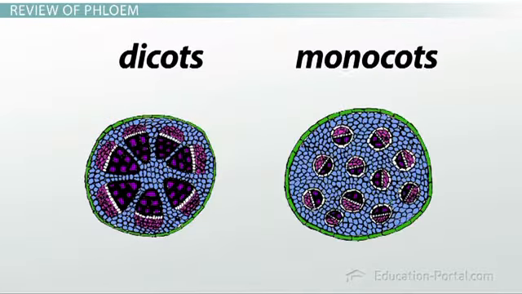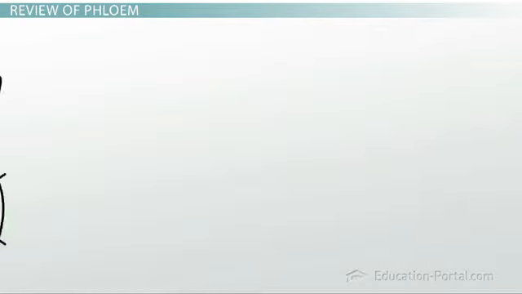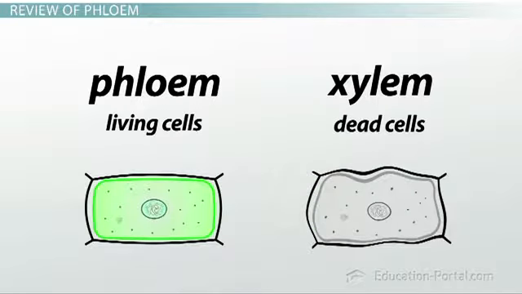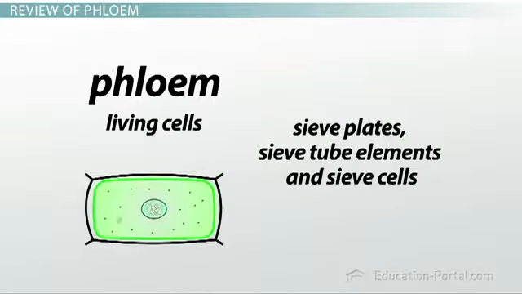We can see the layout of phloem in a monocot and in a dicot here. Remember that in a monocot, the phloem is found throughout the stem, while in the dicot, the phloem is found in rings. Phloem is composed of living cells, unlike xylem, which is made of dead cells. Phloem has several components, including sieve plates, sieve tube elements, and sieve cells. Let's look at each of these sieve parts individually.